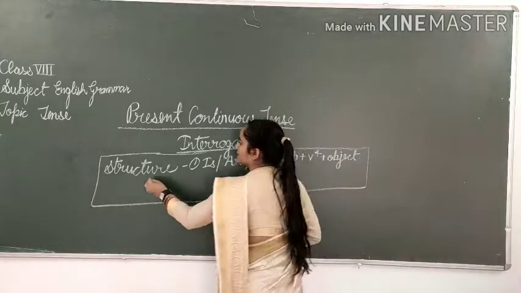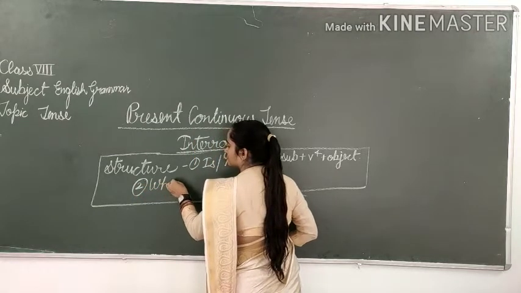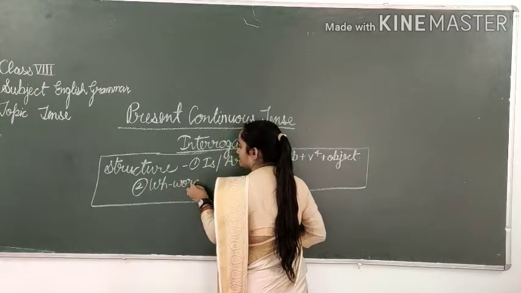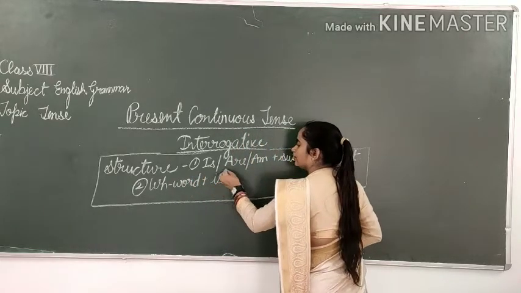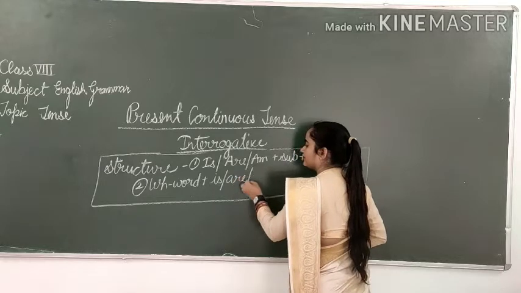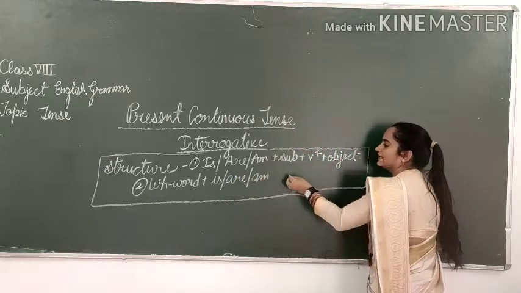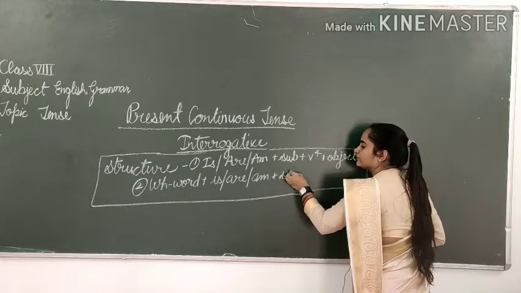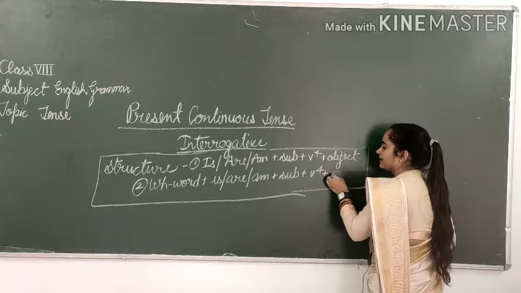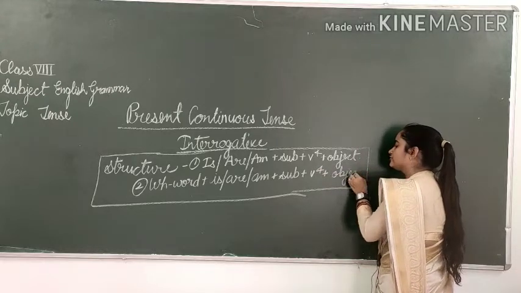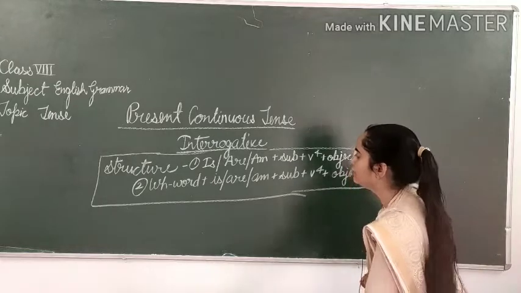Now second structure is question start with WH word, then is, are, am according to the subject of the sentence. Then after your subject, V4, object in the last of your sentence, and you will end your sentence with full stop.